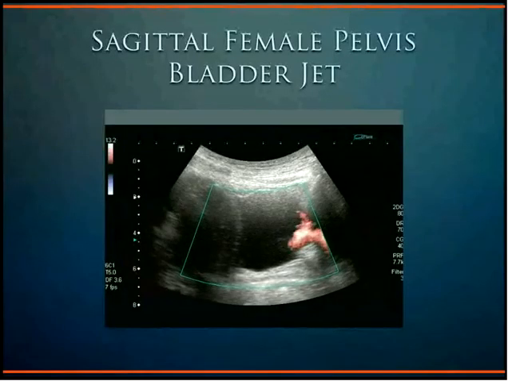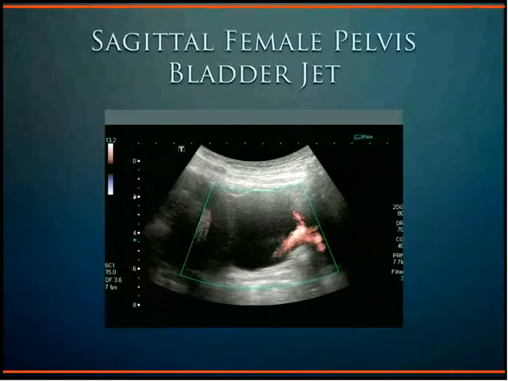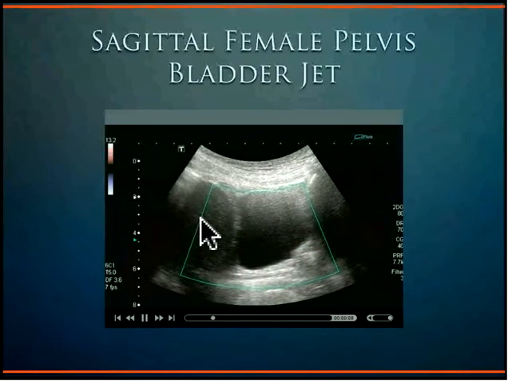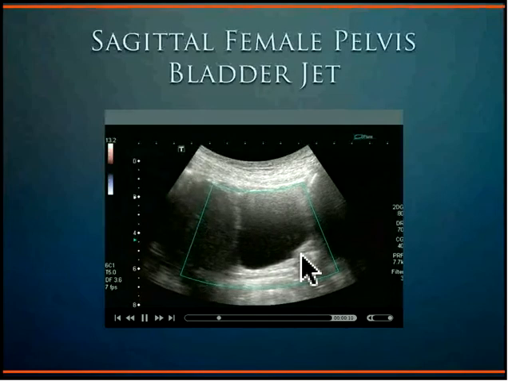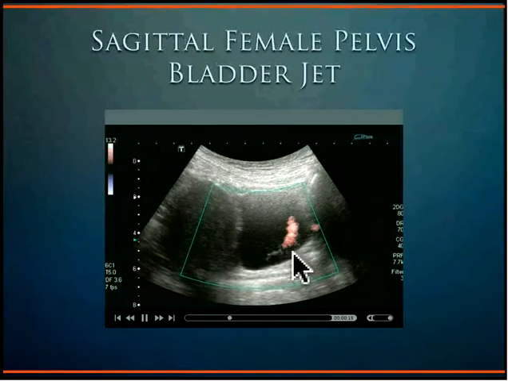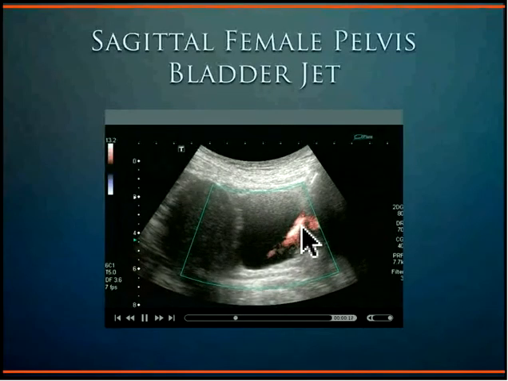In this example, we turn the probe sagittally in the female pelvis. We can see the uterus seen superior to the bladder, and during a jet, we can see the jet firing on that inferior wall of the bladder.